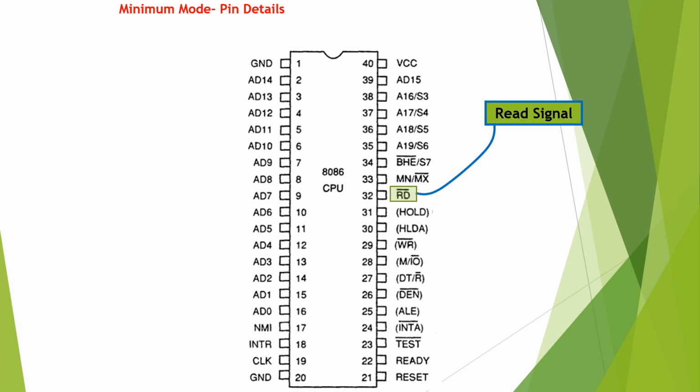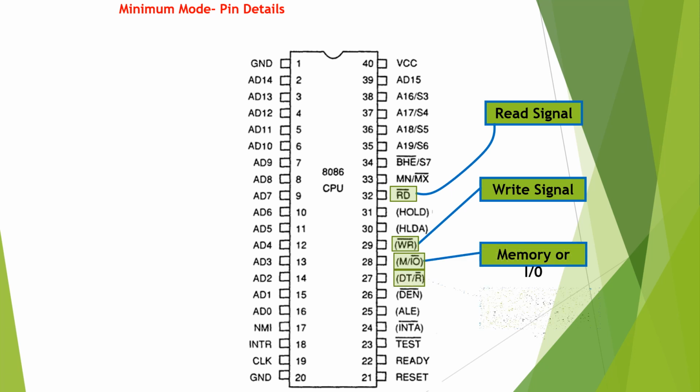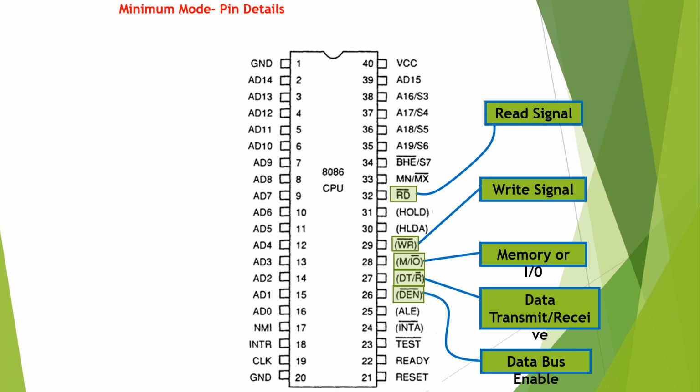The next class of pins will be the read signal, write signal, memory and IO signal, data transmit and receive signal, and the data bus enable signal. The read signal, when low, indicates that the processor is performing a memory read or IO operation. So the read signal is an active low signal. And then we have the write signal. The write signal is the opposite of the read signal, where the data is read from a peripheral.